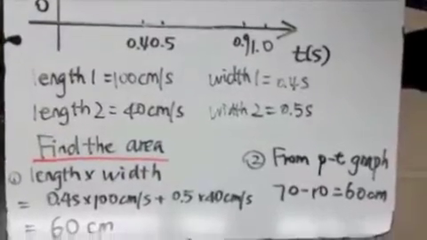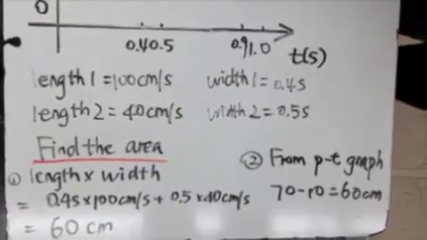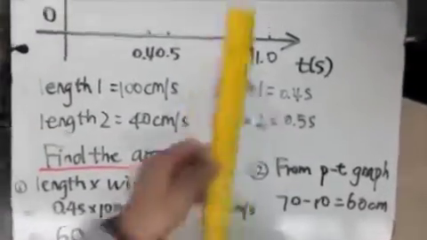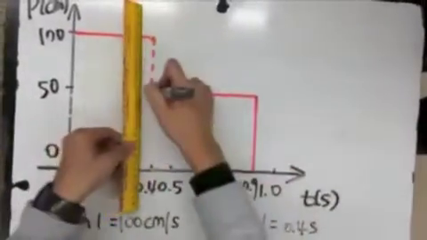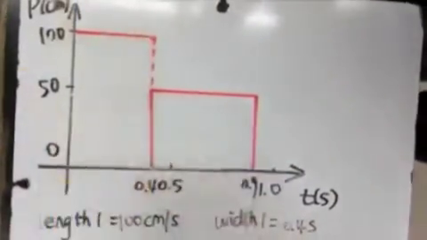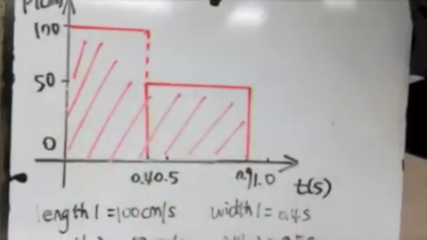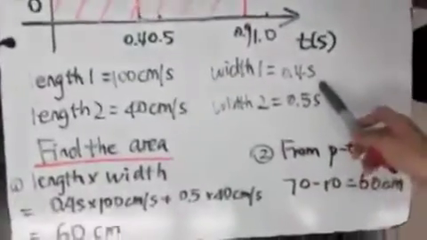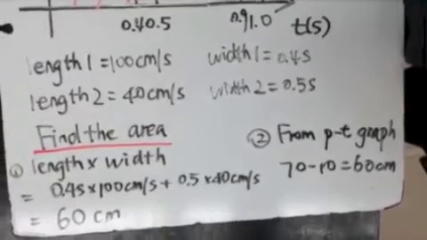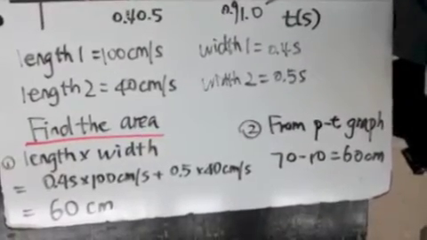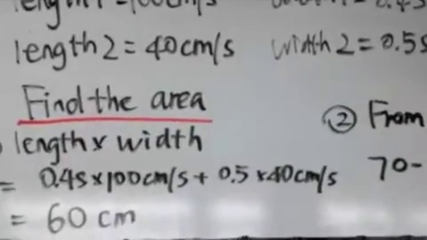Now, let's calculate the area in the velocity graph to confirm whether the area equals the displacement or not. Firstly, we divide the area into two rectangles, which will be easier for us to calculate. So we have length 1, which is 100 centimeters per second, and length 2, which is 40 centimeters per second. Then we get width 1, which is 0.4 second, and width 2, which is 0.5 second. Next, we multiply length 1 by width 1 and length 2 by width 2. Then add them together. The answer will be 60 centimeters.